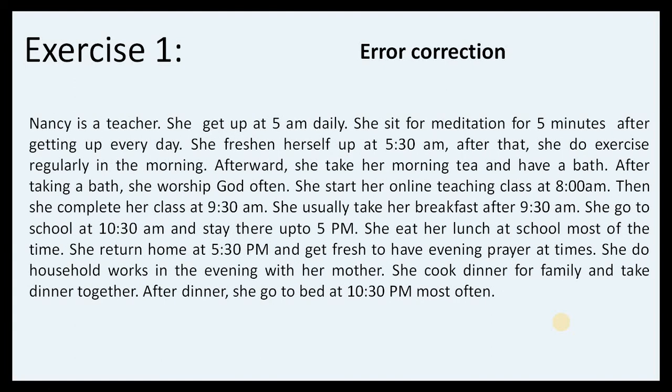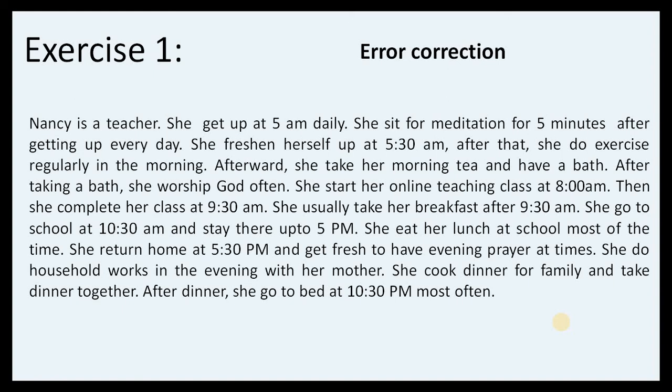Alright? The exercise is this one. Nancy is a teacher. She get up at 5 a.m. daily. She sits for meditation for 5 minutes. After getting up every day, she freshens herself up at 5:30 a.m. Oh my god. Something is wrong here, right? Yes, this is a part of exercise 1, and here I have given you some error sentences. You have to find out the errors and correct them.